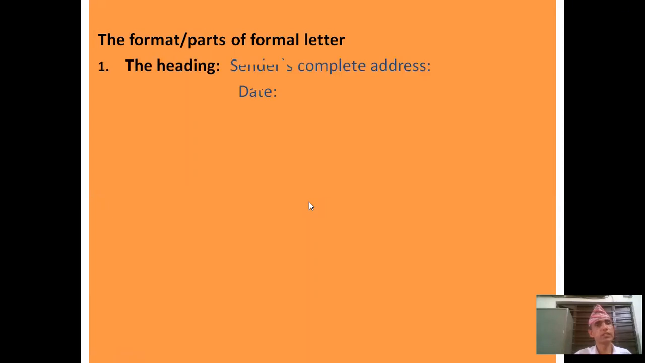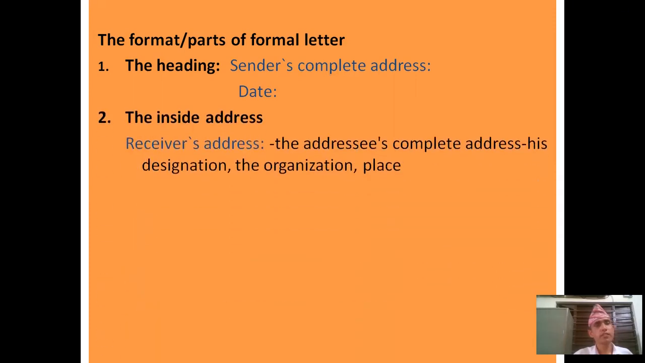Let us have a detailed discussion of these parts. The first, the heading. The heading includes sender's complete address and date. The next, the inside address. Inside address includes the receiver's address. The addressee's complete address, his or her designation, the organization, and place are mentioned in the inside address.